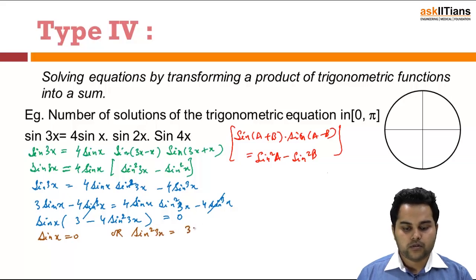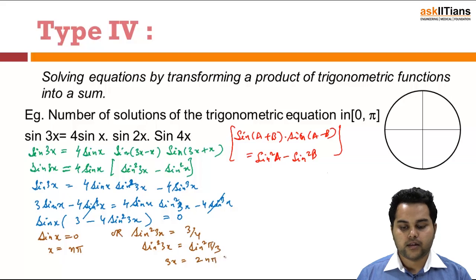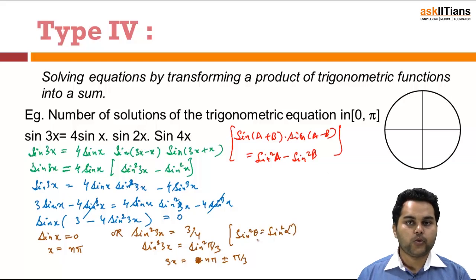3 by 4, which in that case would be sine square 3x is equal to sine square of pi by 3. From the first equation I would get the solution as x is equal to n pi, and from the second I would get 3x being equal to n pi plus minus pi by 3, as it is of the form of sine square theta is equal to sine square alpha, and the solution to that was theta is equal to n pi plus minus alpha. That's why I get this solution that can be rewritten as x is equal to n pi by 3 plus minus pi by 9.